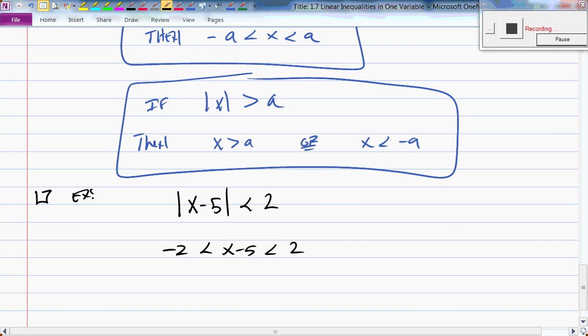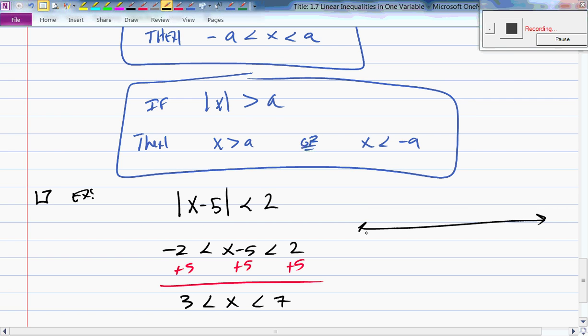Right, now, check it out. We're back to solving a double inequality. Have we already dealt with these today? Yes. So this looks familiar, right? So see how these things build on each other? All right, I'm going to add 5 everywhere. What do I have? Help me out. 3 less than x less than 7.